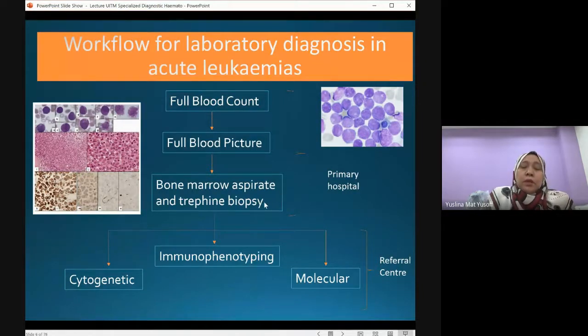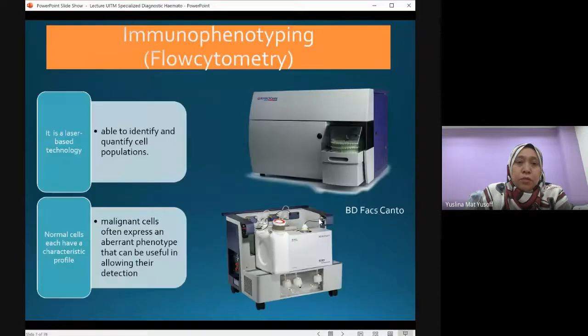After that, when they do the bone marrow aspirate and trephine biopsy, we take extra samples that we send for immunophenotyping, cytogenetics, and also molecular tests. These tests are only available at referral centers. In the KKM hospitals, mainly it is Hospital Tunku Azizah, the Women and Children Hospital, and for immunophenotyping, cytogenetics, and molecular, usually they will send to IMR or Ampang Hospital.